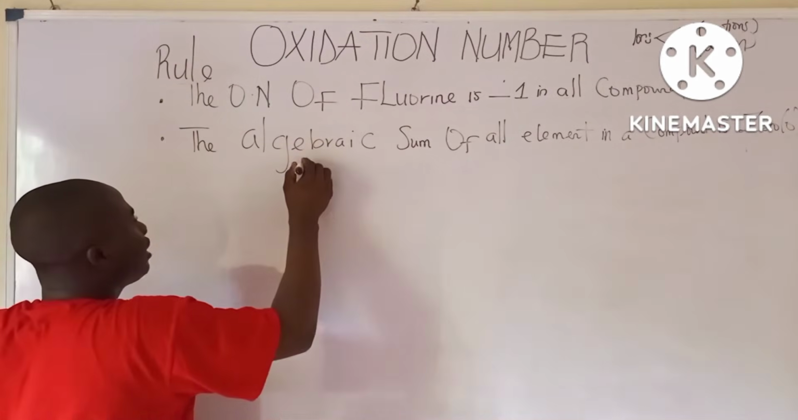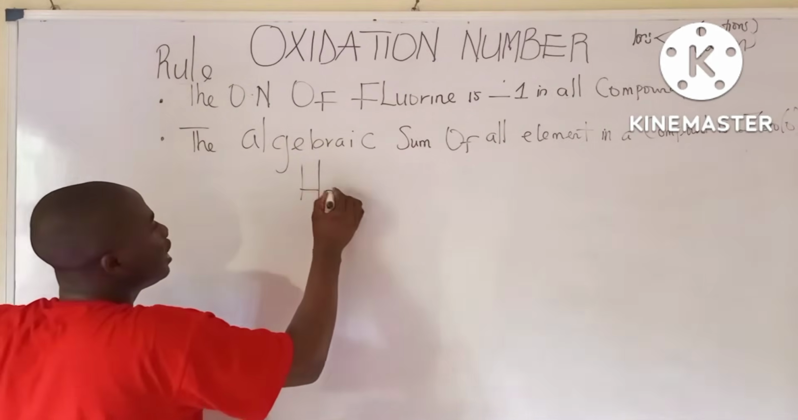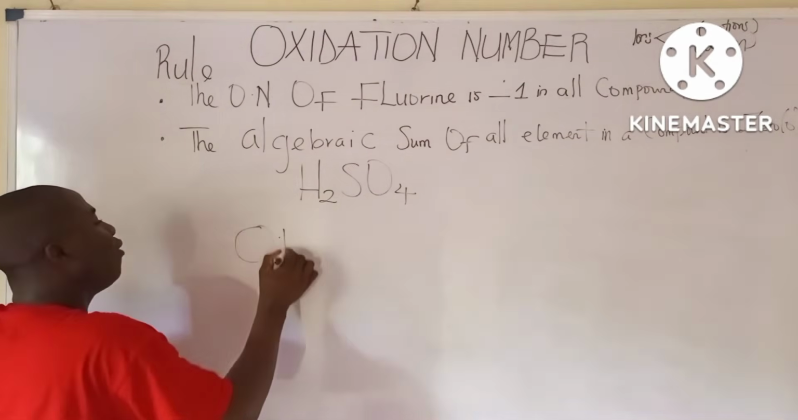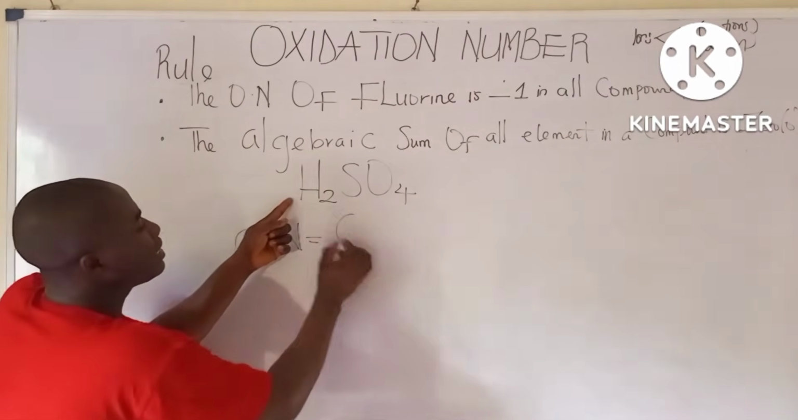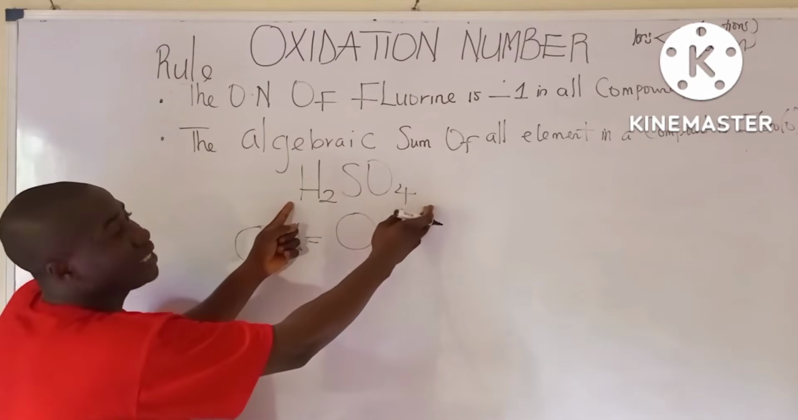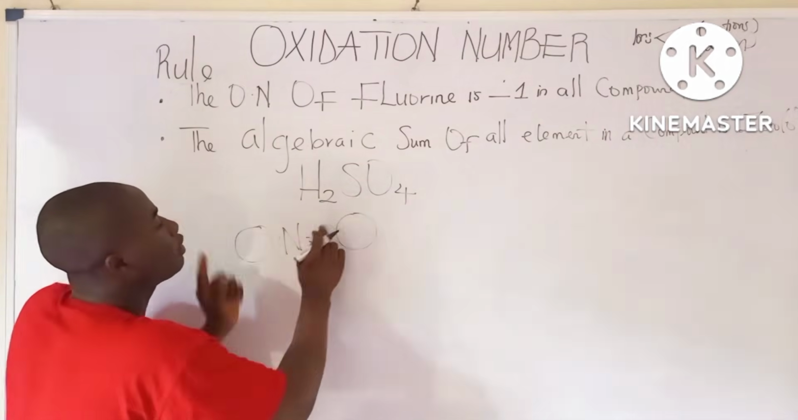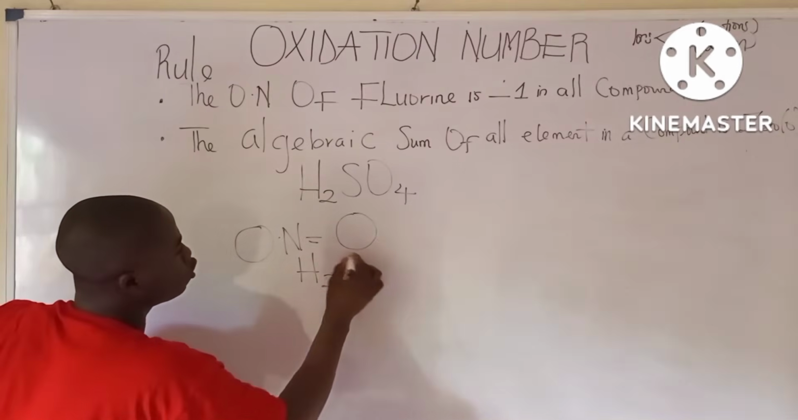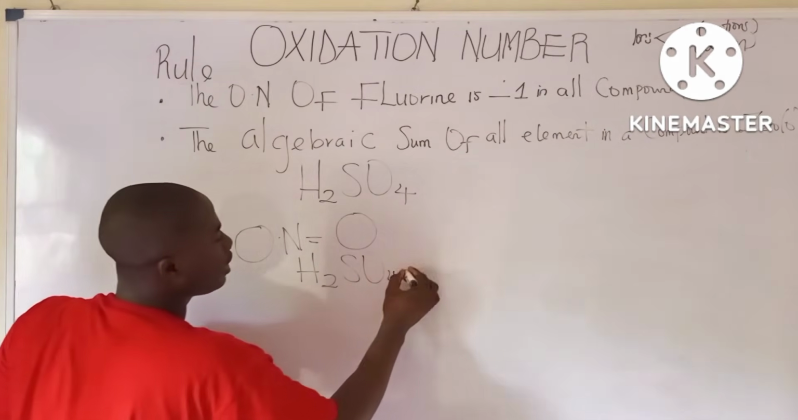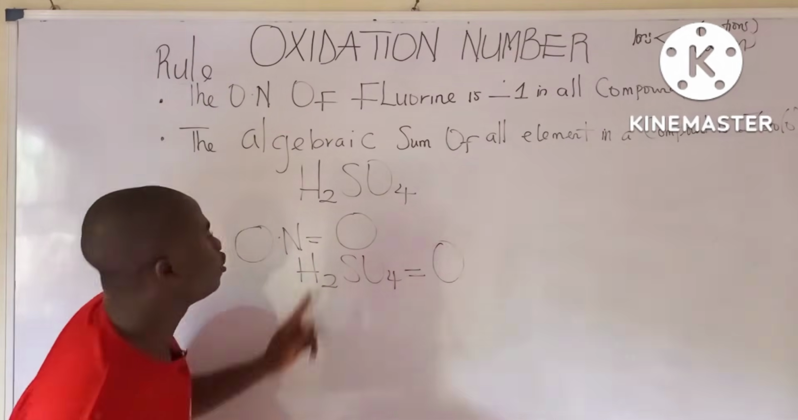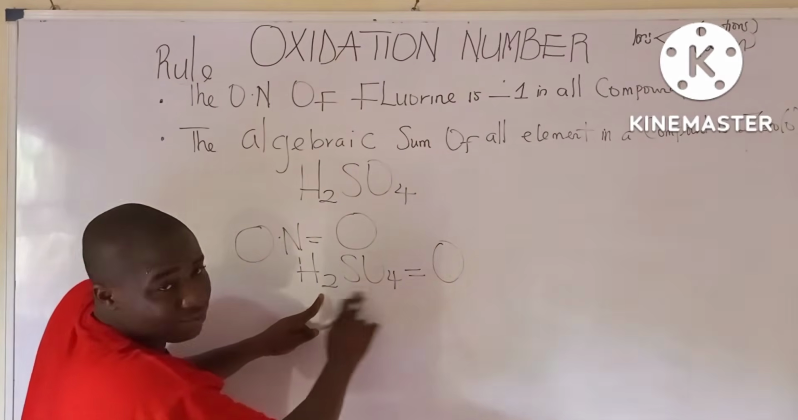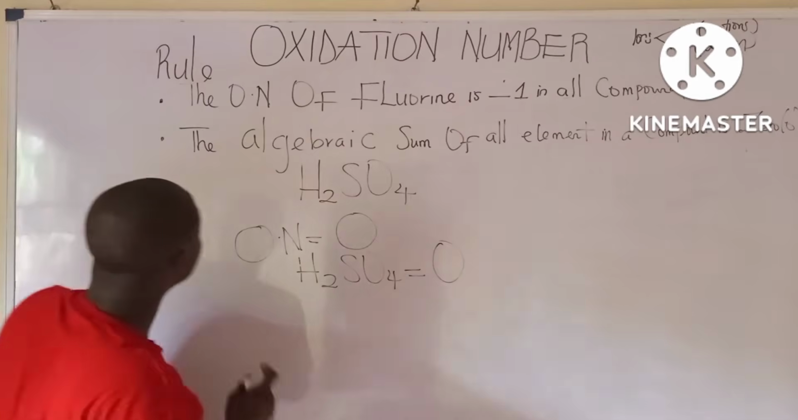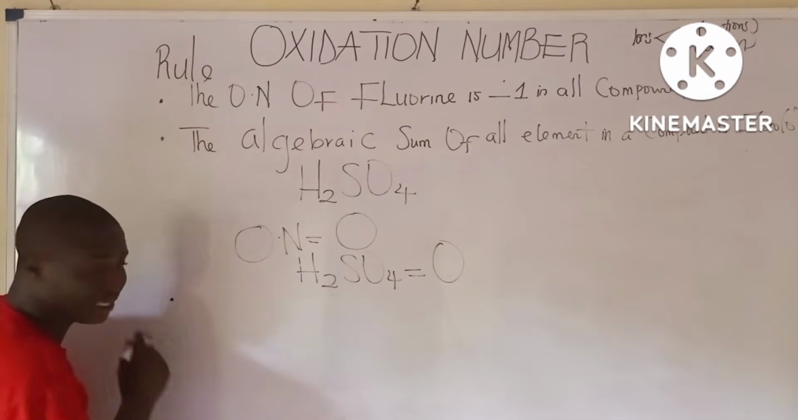Now this is what I mean. For instance, we have a compound H2SO4. What is the oxidation number of this compound? It is 0. So when we want to determine the oxidation number of a particular element in this compound, we always equate the compound to 0. So it becomes H2SO4 = 0. So the algebraic sum of all elements in a given compound, the oxidation number, is 0. This must be noted. Now let's move over to the last rule.